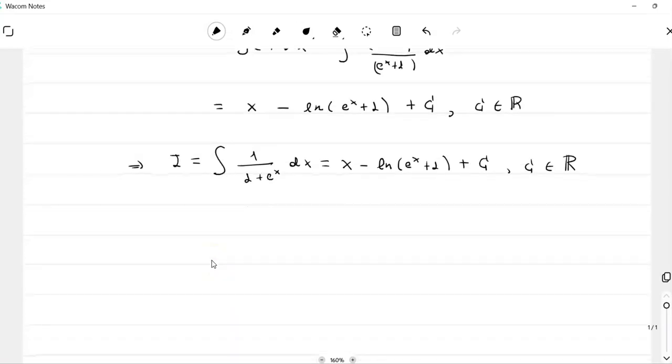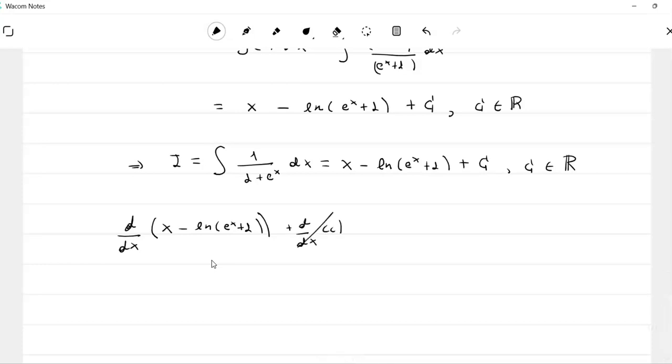You can check if the result is correct by going in the opposite direction. So you take the derivative of x minus natural logarithm of e to the power of x plus 1, of course, plus the derivative of the constant, which is 0. So this is 1 minus 1 over e to the power of x plus 1, times the derivative of e to the power of x plus 1. So this is 1 minus e to the x over 1 plus e to the x.